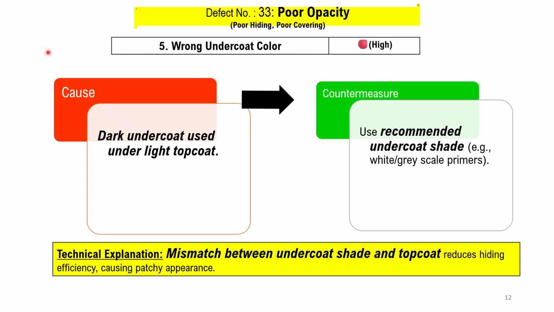Wrong undercoat color. Dark undercoat used under light top coat. Here, there is a mismatch between undercoat shade and top coat. It reduces hiding efficiency, causing patchy appearances. Therefore, use a recommended undercoat shade, for example, white or gray scale primers.